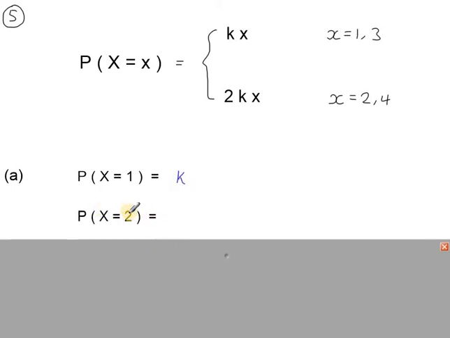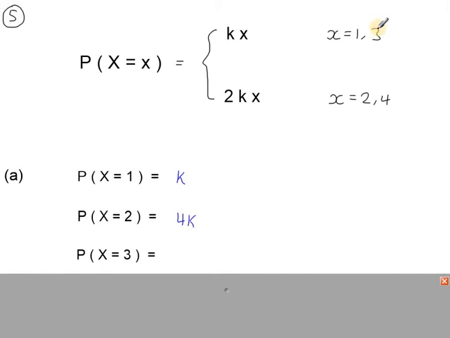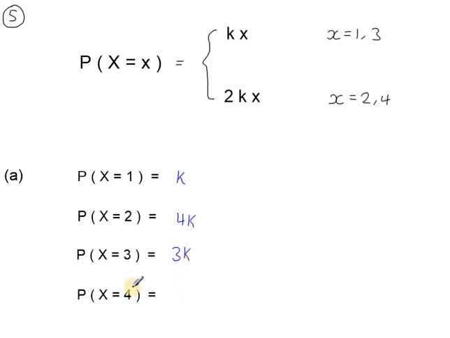The probability x equals 2, well 2 is here, so I have to use this to calculate the probability, so it's 2 times k times x, which is 2, so 4k. P(x equals 3), so back here, so k times 3, or 3k, and P(x equals 4), so from here 2 times k times 4, so 8k.